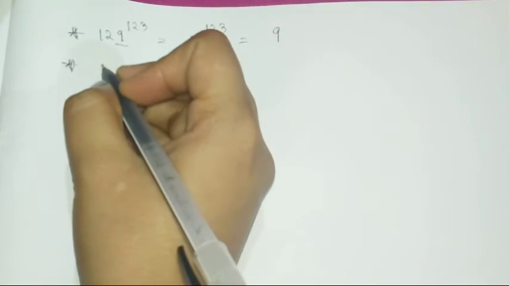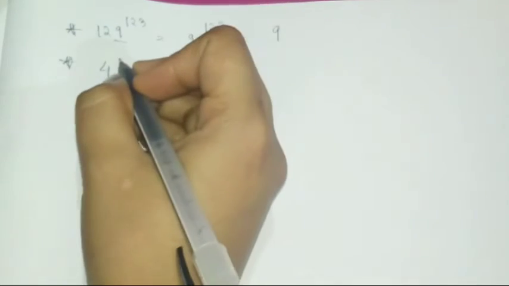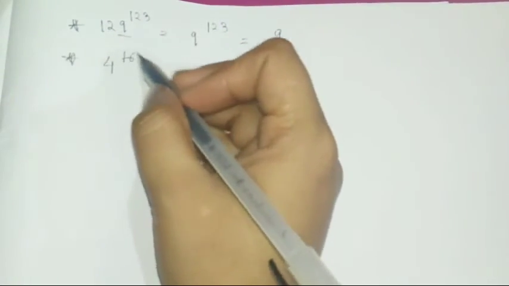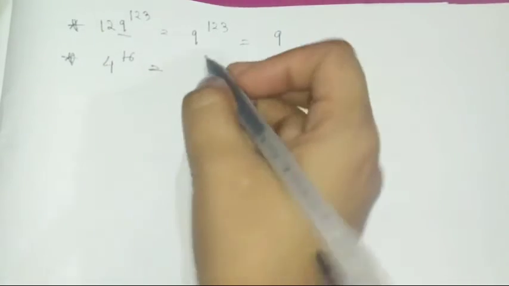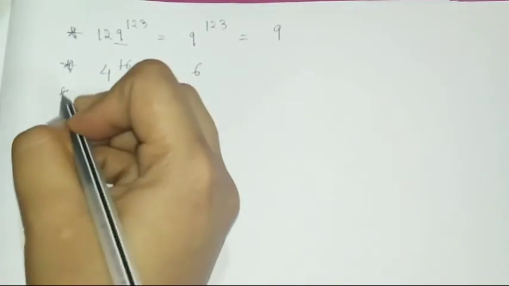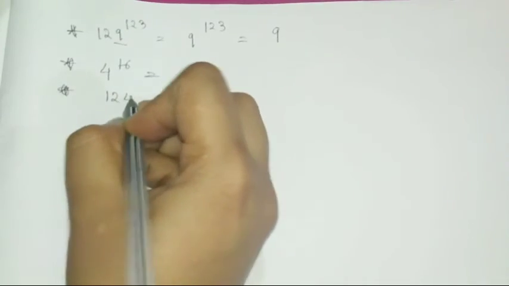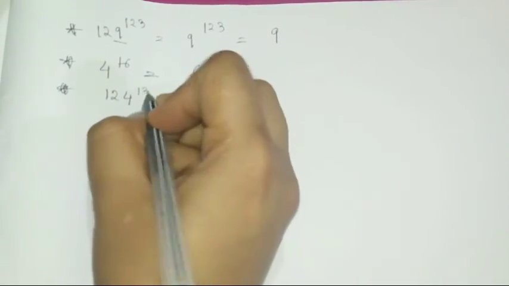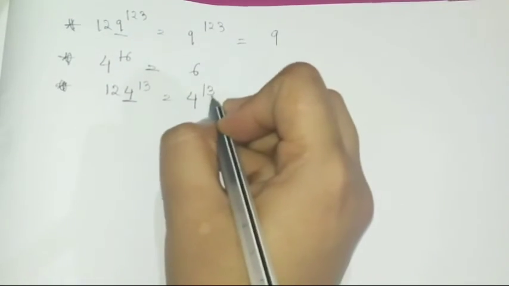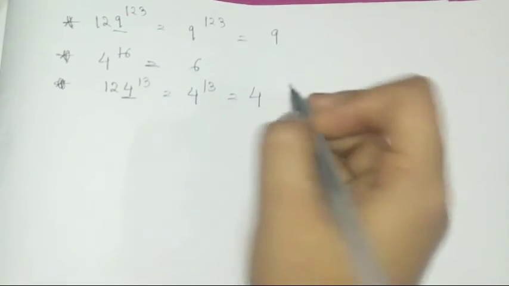And if you are taking another example, say 4 raised to the power 16, then here its power is even. So for even power, its unit digit is going to be 6. And for odd power, say if you are taking another example, 124 raised to the power 13, then here the unit digit is 4 raised to the power 13, which is odd. Then its unit digit is going to be 4.